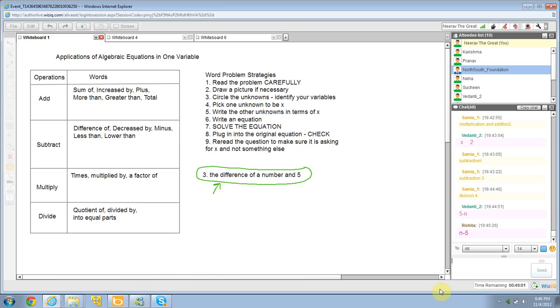Okay, so let me do some more problems. I'll just leave it on this table here. Let's do one. This one's kind of tricky, so wait, let's just do this one: 5 less than a number. So what's that? You guys can type it into the chat box, that would be good.